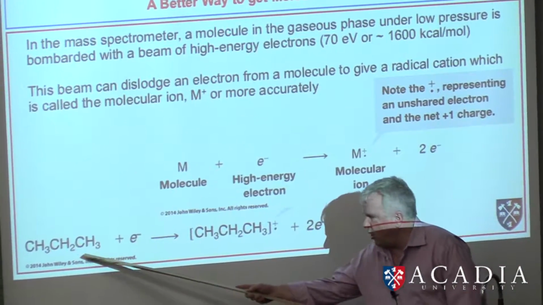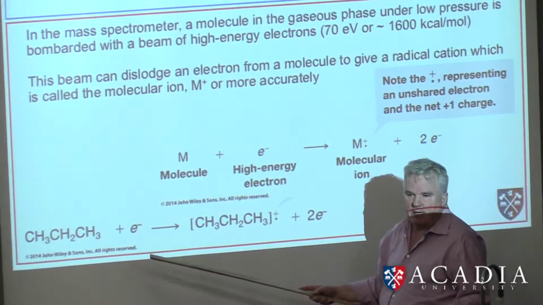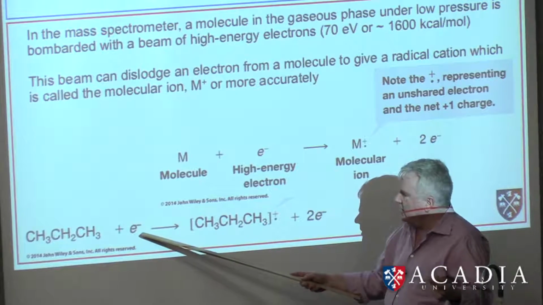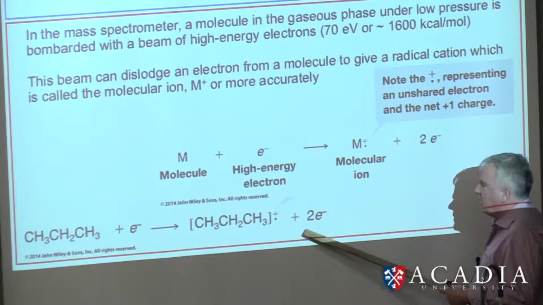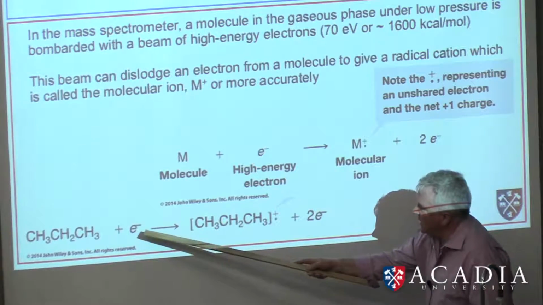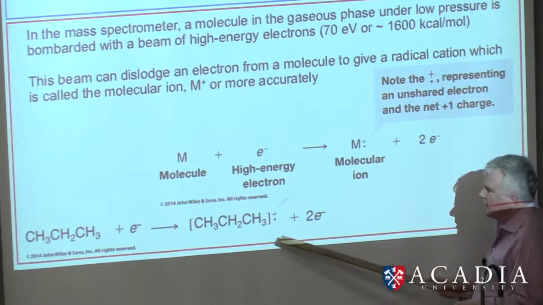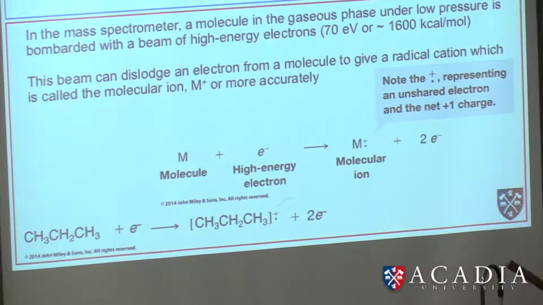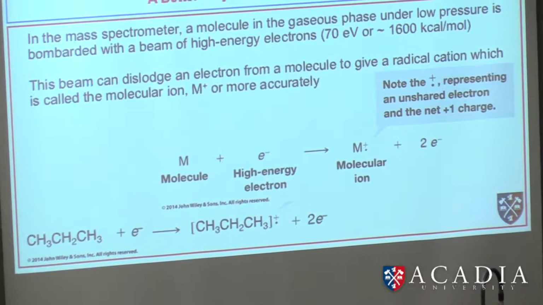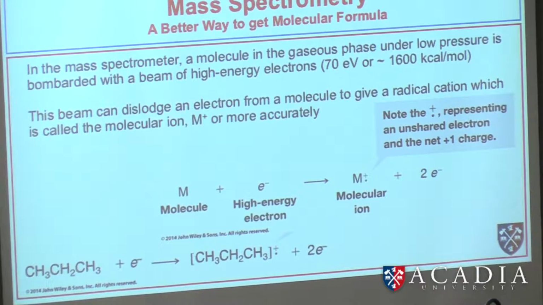So here's an example. We can take propane, put it in a mass spectrometer, hit it with a high-energy electron, and it knocks an electron out. So notice we had one electron. It hits this molecule, knocks it out. We have 2 electrons, and the other thing we have is a radical cation. We have something with a positive charge.